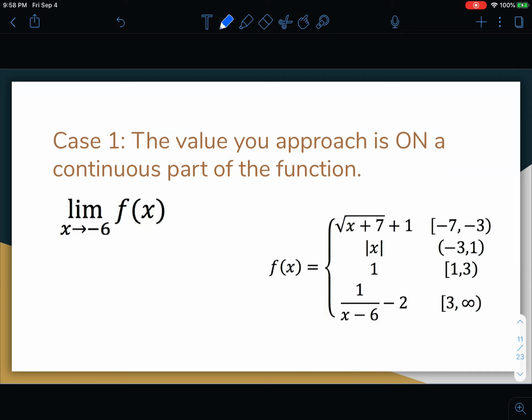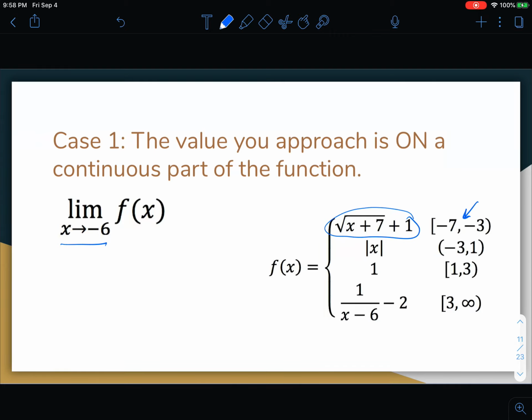So our first case is if the value you approach is actually on a continuous part of the function. So this is asking us when x approaches -6. And of course we want to think from the left and the right side. Now -6 lives inside this restricted domain. So that means we're only going to need to think about the left and right of -6 using this single first piece.